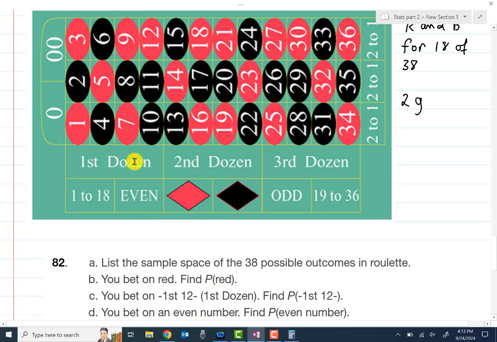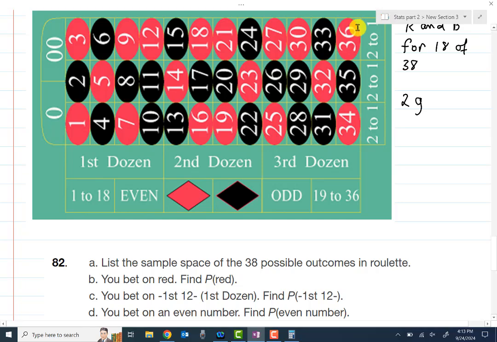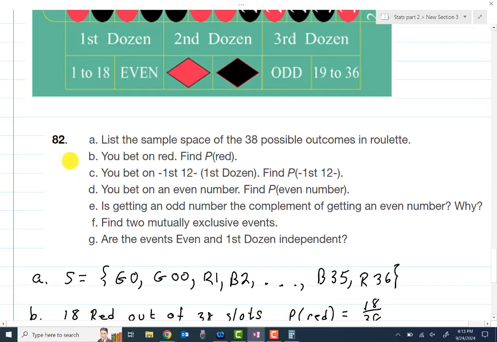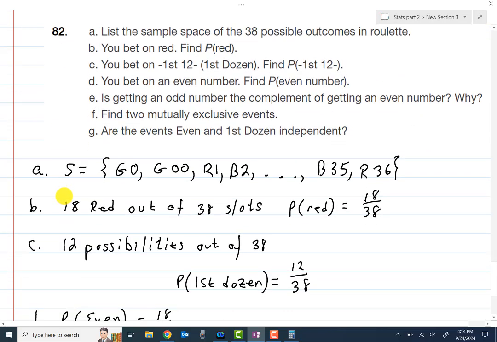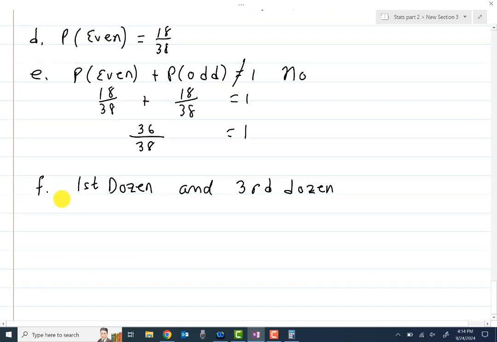In fact, the first dozen is mutually exclusive from the second dozen, is mutually exclusive from the third dozen, mutually exclusive from these things. So there's all sorts of things that you could do. Pick odd numbers and even numbers, pick prime numbers and composite numbers, whatever. You can come up with all sorts of different possibilities. So find two mutually exclusive events. I was able to do that.